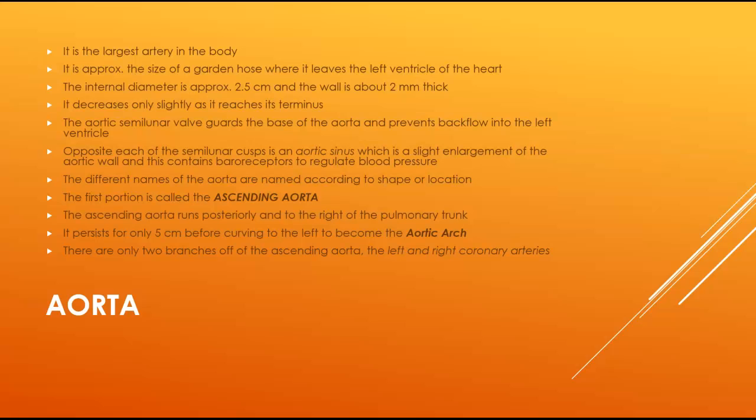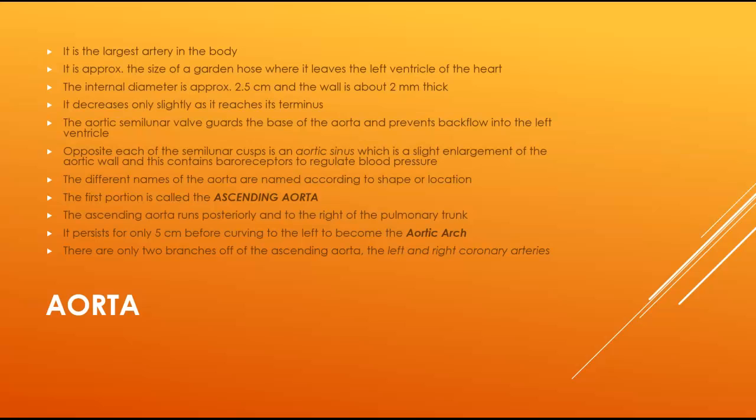So, of course, the aorta arises from the base of the heart, travels superiorly, and because it's traveling superiorly, it is known as the ascending aorta. In other words, it's traveling up. And then as it ascends upwards, it starts to run posteriorly and to the right of the pulmonary trunk. It persists for only 5 centimeters before curving to the left to become the aortic arch.